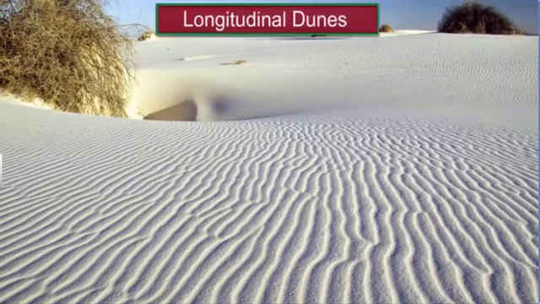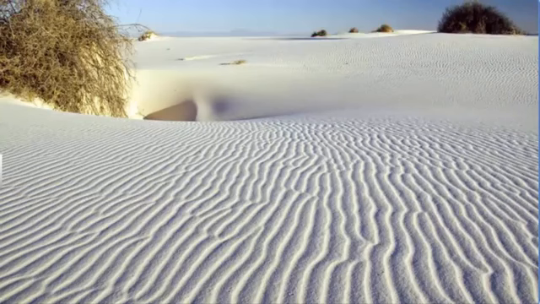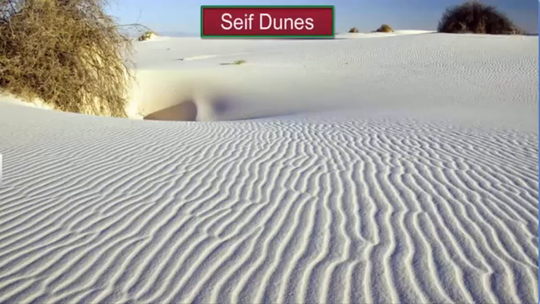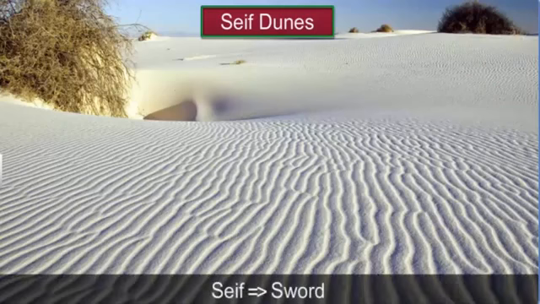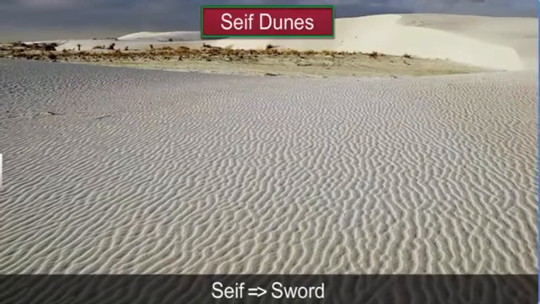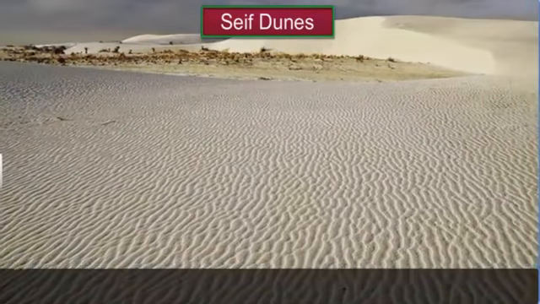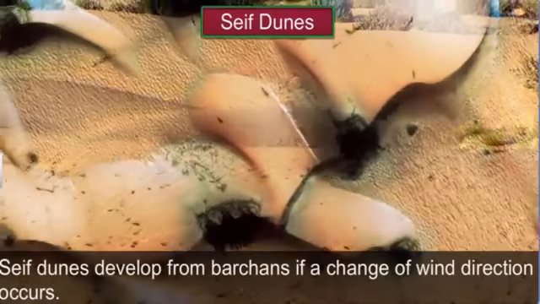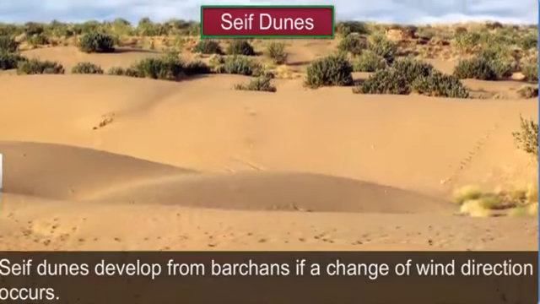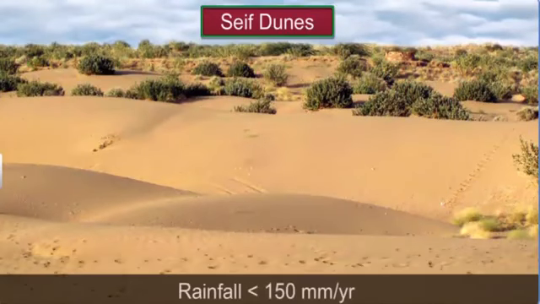Did you know? Longitudinal dunes, also called Saf dunes, after the Arabic word for sword, elongate parallel to the prevailing wind. Saf dunes are thought to develop from barkhans if the direction of the wind changes. The rainfall in this region is quite low, below 150 millimeters per year.